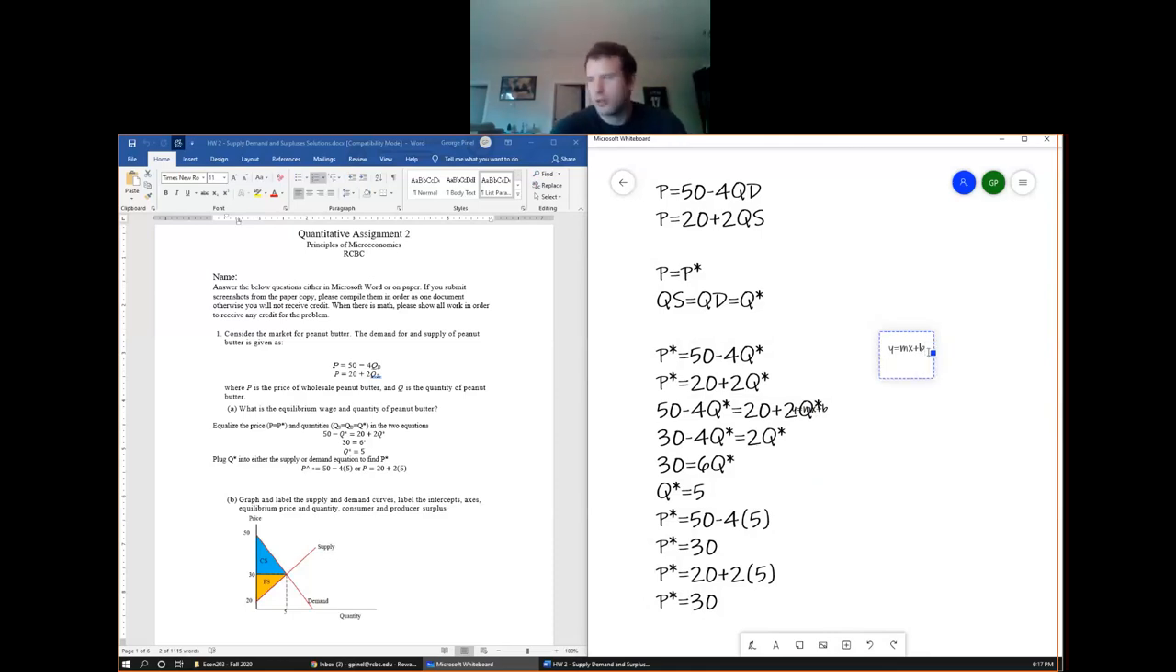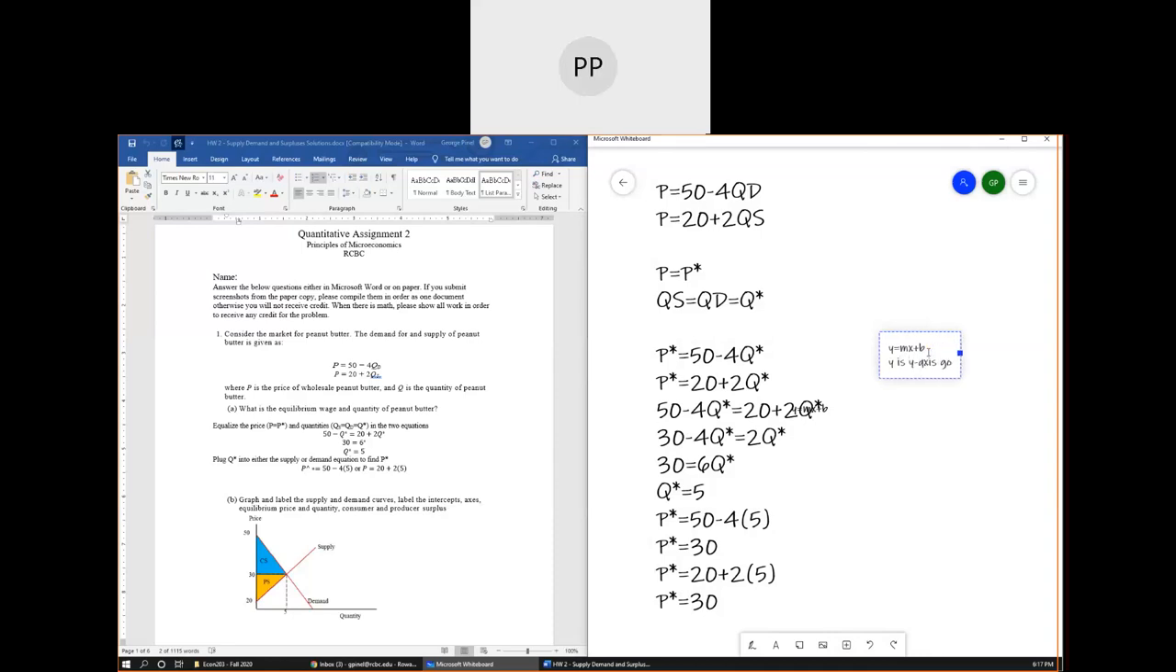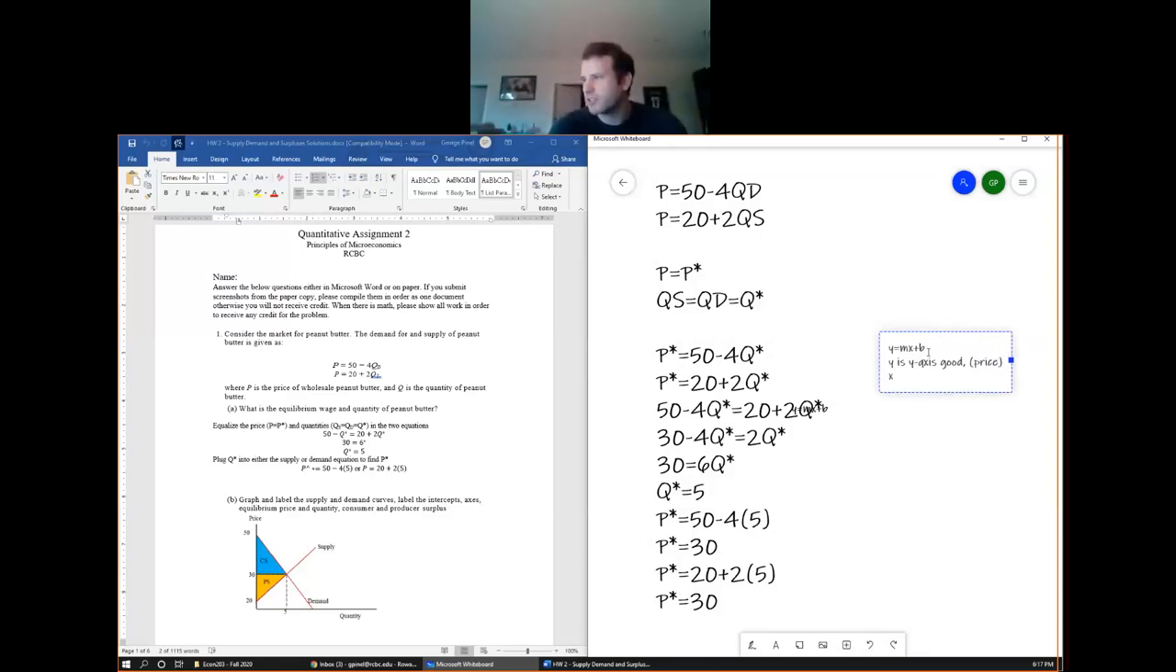All right, so y equals mx plus b. Y is your y-axis variable, which is price, as you said. X is the x-axis variable, which is quantity. M is slope, and B is intercept, specifically your y-intercept.